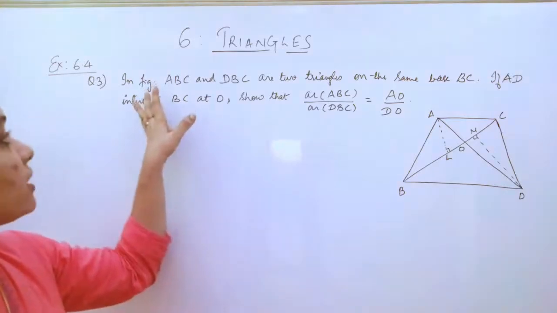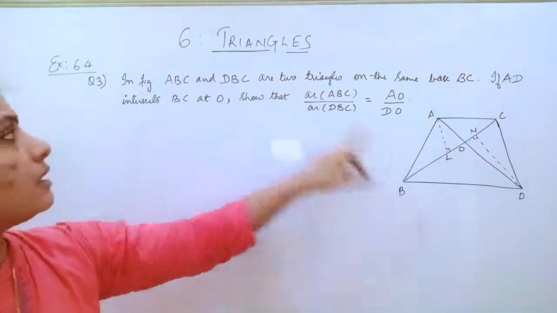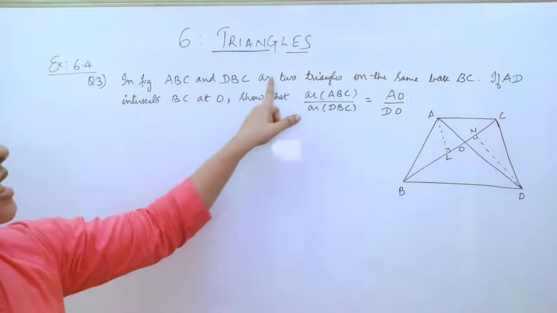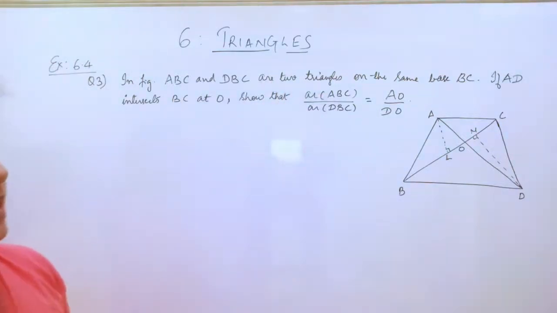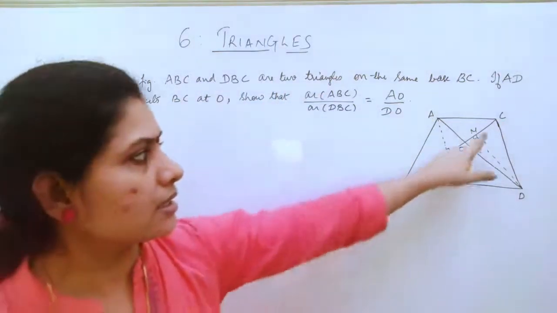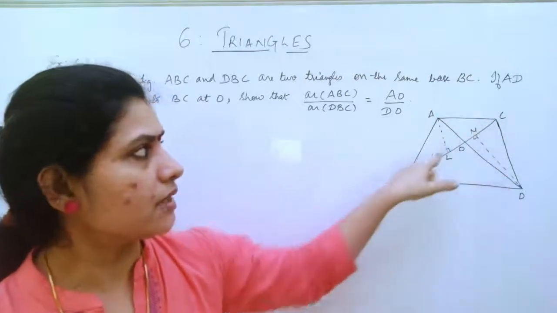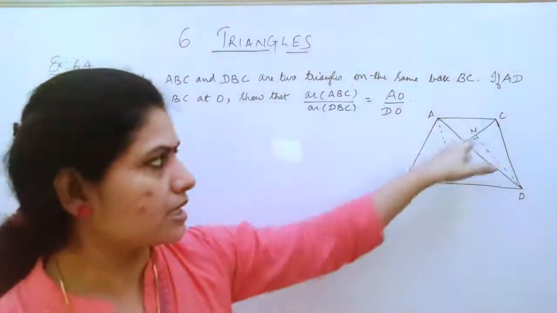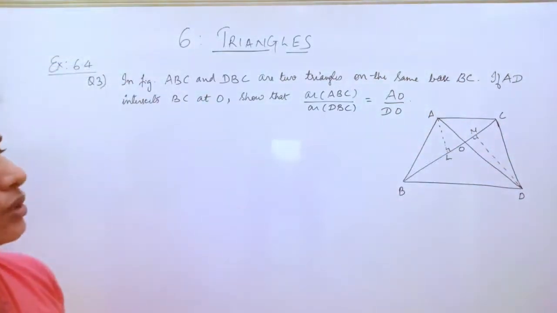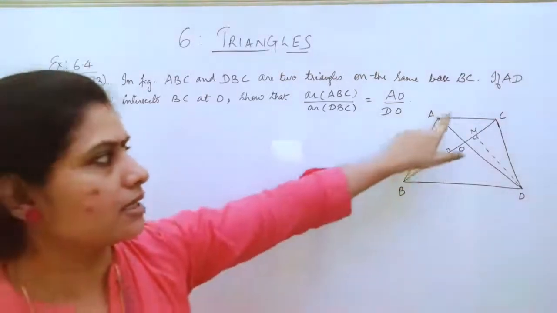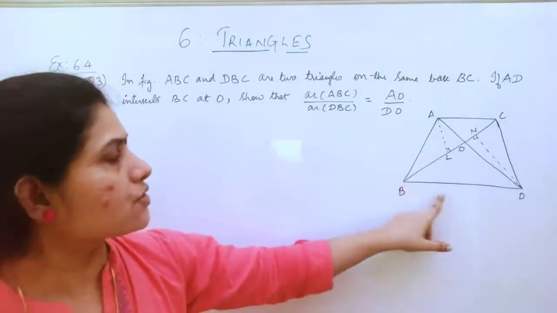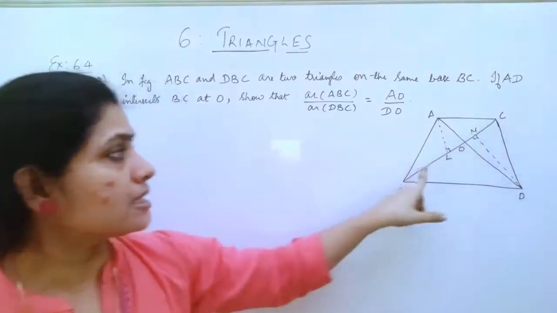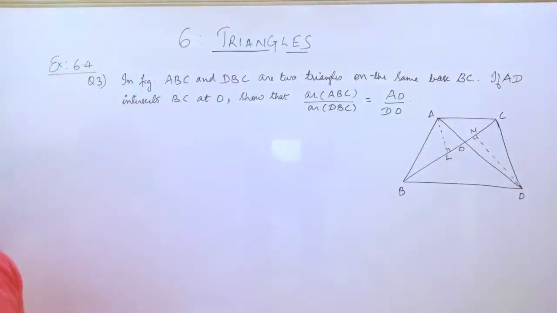Next, question number 3 is, in the figure ABC and DBC are two triangles on the same base BC. So triangle ABC here and triangle DBC with the same base BC. If AD intersects BC at O, you have to show that the ratio of the area of triangle ABC and area of triangle DBC is AO by DO.